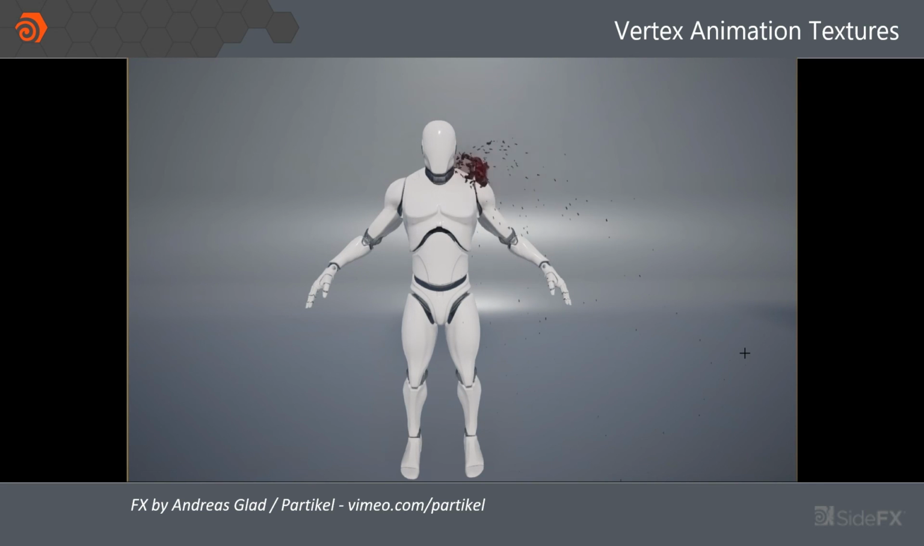Here we see an example of a blood effect made by Andreas Glad, aka Partikel. In this case, it's an effect that's highly art-directable, being made inside Houdini and being exported using the Vertex animation textures. So you get the exact same result you had in Houdini in your game engine after you've done some tweaks to your material and shader. If you'd like to see more of his work, you can visit his Vimeo profile on vimeo.com/partikel.